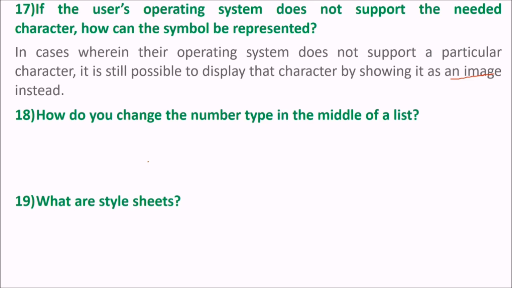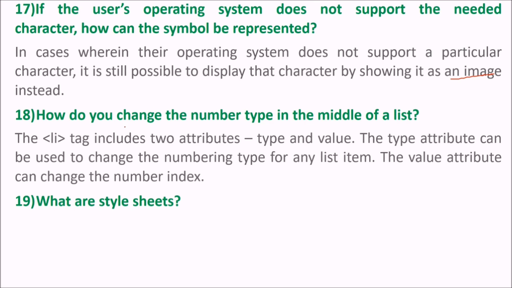This is the way. How do you change the number type in the middle of a list? This is a list tag which includes two attributes or two properties, a type and a value. The type attribute can be used to change the numbering type for any list item, and the value attribute can change the number index. This is how you're going to work with this.